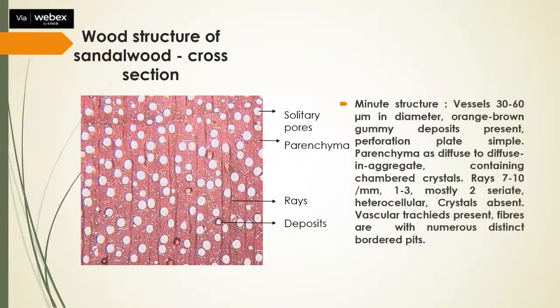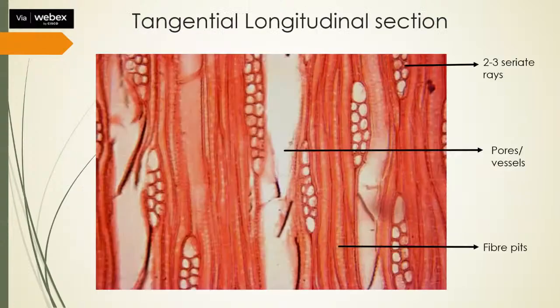Here in the cross section, you can see the rays as parallel lines, here dark colored lines, and deposits. You can see parenchyma also. This is the cross section. In the tangential longitudinal section, I have already told that the rays, here you can see 1 and 2, width-wise horizontally, there are 2 cells. That means it is a 2 seriate ray, or it is called a biseriate ray. Sometimes 3 seriate rays can also be seen, but mostly in Santalum album, only 2 seriate rays can be seen.